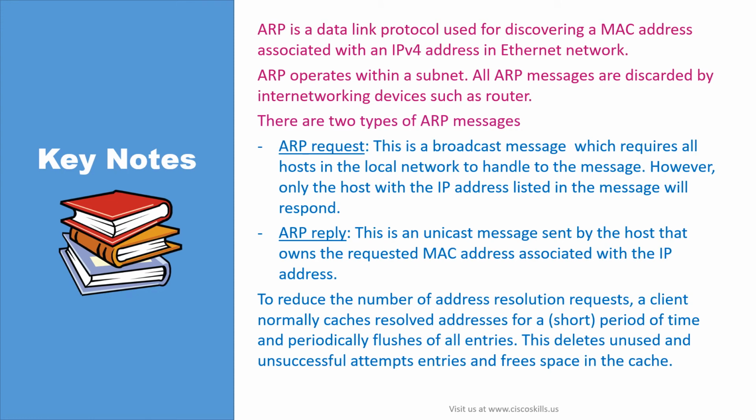There are two types of ARP messages. ARP request: this is a broadcast message which requires all hosts in the local network to handle the message. However, only the host with the IP address listed in the message will respond. ARP reply: this is a unicast message sent by the host that owns the requested MAC address associated with the IP address.